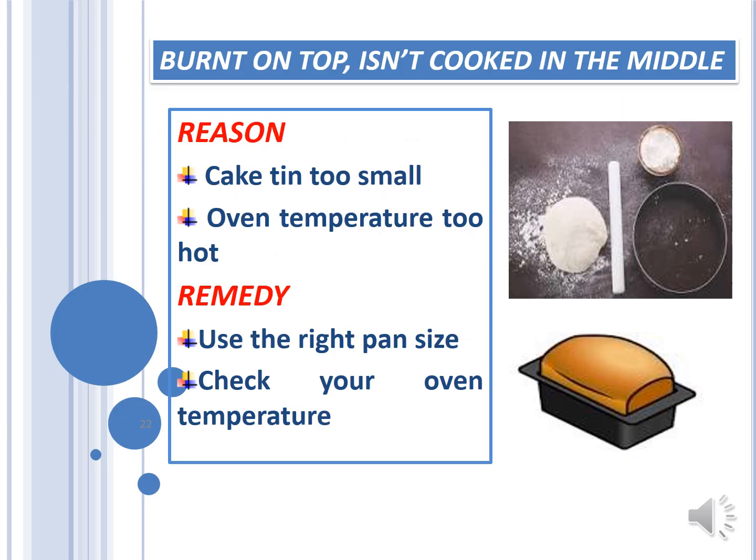Another fault is that the cake gets burnt on the top, but it is not cooked in the middle. This happens when we are using a small size of cake tin for the given amount. Therefore, you will always find that in the recipe, at the end it is given that you use an 8 inch pan, 9 inch pan or 6 inch pan for this recipe. The suitable size of the tin or pan should be used for the given recipe. It should not be too small for the recipe.